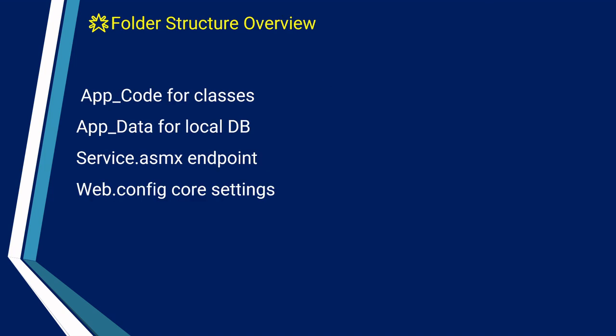Your project structure includes App_Code for shared classes, App_Data for local databases, the .asmx file for your service endpoint, and web.config for configuration. Keeping this structure clean makes your project easier to maintain.